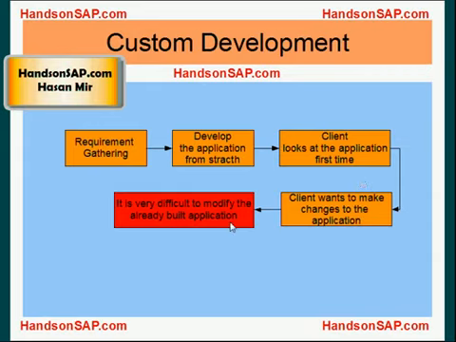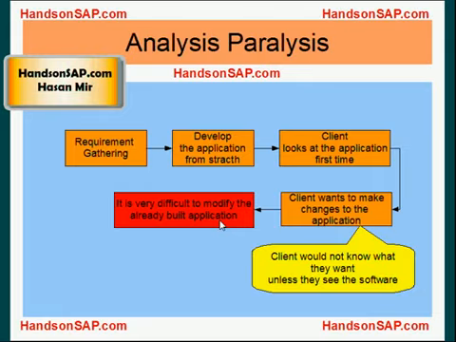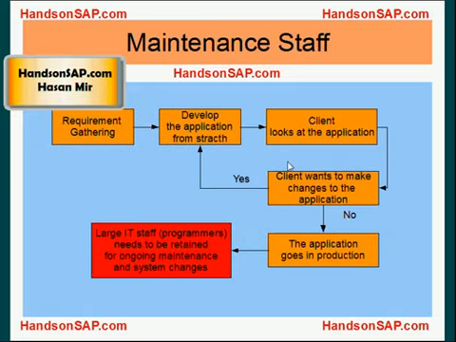So this is one of the challenges in custom application development: the client requests more changes once the whole software is developed, and it's very difficult to modify that rigid software that is developed from scratch, because it doesn't have the flexibility to be modified. The client would not know what they want unless they see the software. This phenomenon is called analysis paralysis. That is the number one problem with custom application development.